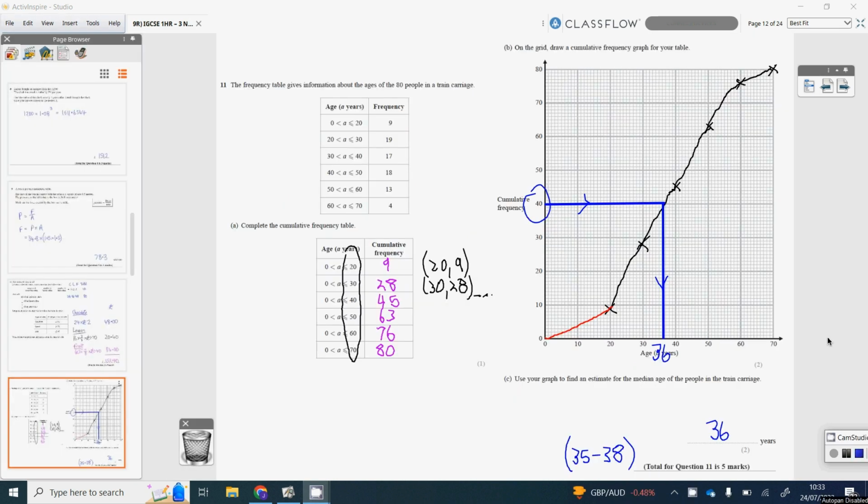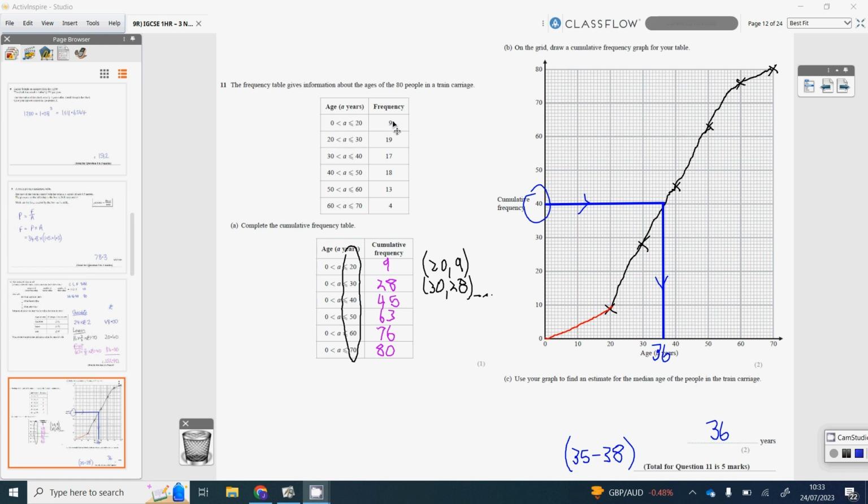Question 11. Now the cumulative frequency is the running total of frequency. So between 0 and 20, obviously between 0 and 20 is the 9. Now between 0 and 30 is going to be all the ones from 0 to 20 as well as the ones between 20 and 30.